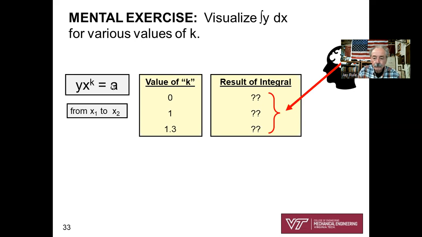y times x to the 1 equals a. y times x equals a. That's a hyperbola. What will the plot and then the integral look like on that? And then finally, when k is 1.3, what will the plot and then the integral look like for that?